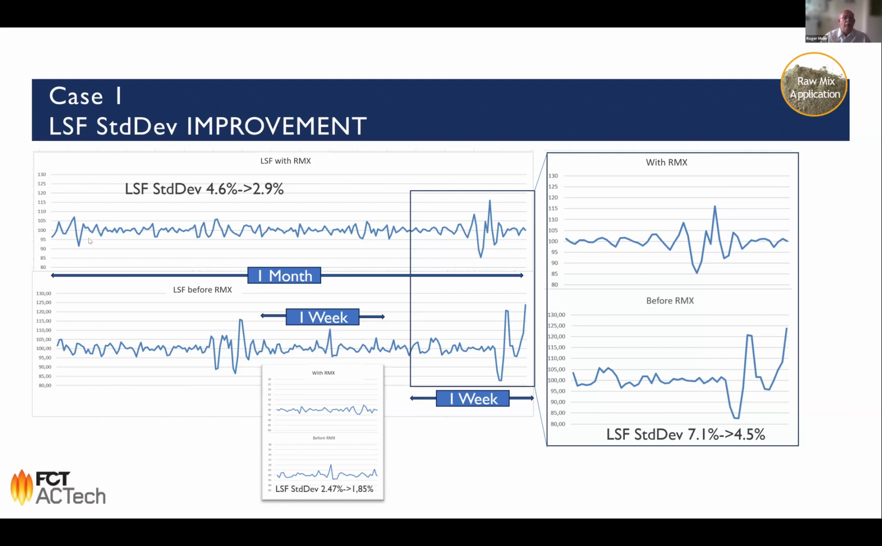If we look at this one-month period, we clearly see that the LSF standard deviation went down from 4.6 to 2.9%, which is a significant improvement of the process. If you look carefully at the data sets, you see periods like this area here, where there are fewer deviations, and then high swings in other areas. So I also extracted one-week data sets, one in the smooth period, where you see a reduction from 2.5 to 1.8%, and one with more deviations in the LSF, where the standard deviation went down from 7.1 to 4.5%.